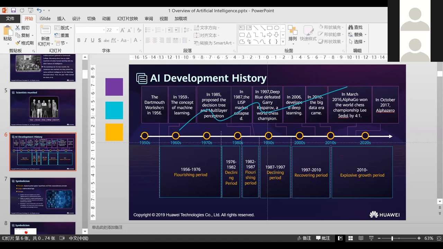So actually, from the Dartmouth workshop, AI went through 2 winters, the first winter and the second winter. The first winter was in about 1967, when scientists found that the single-layer perceptron cannot solve the XOR problem. It can only do linear classification, and it fails on a very simple non-linear classification like XOR. That is the first winter of AI.